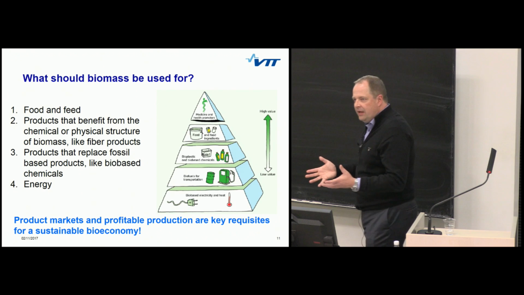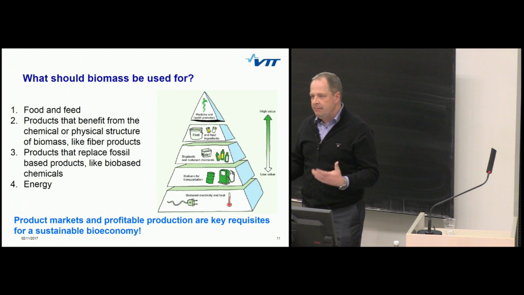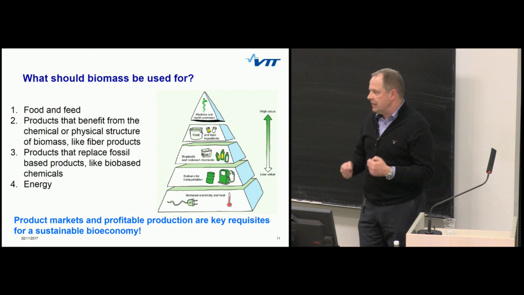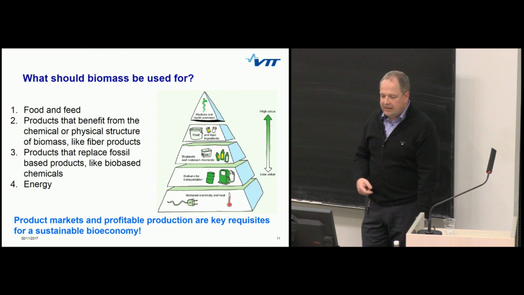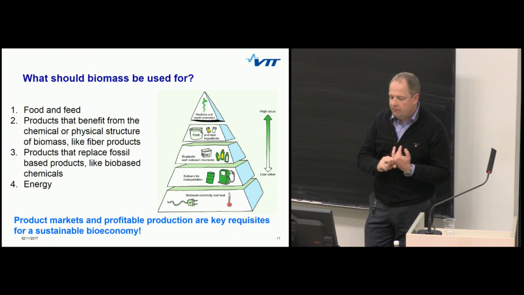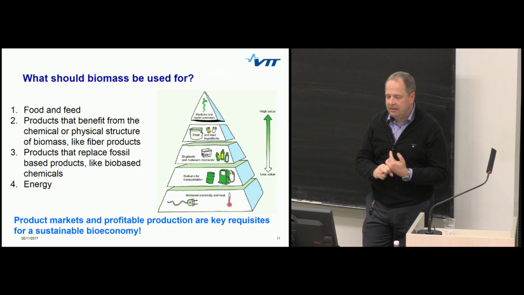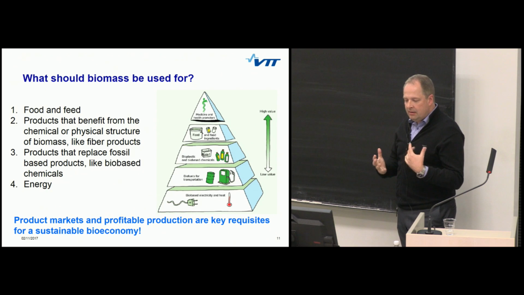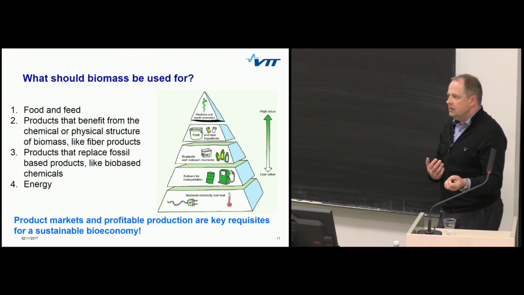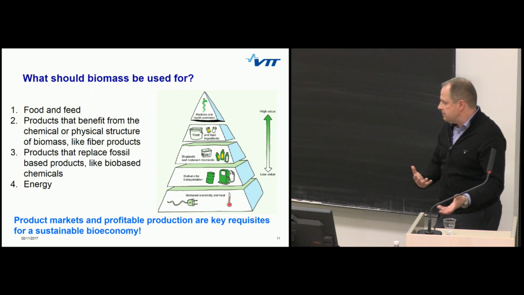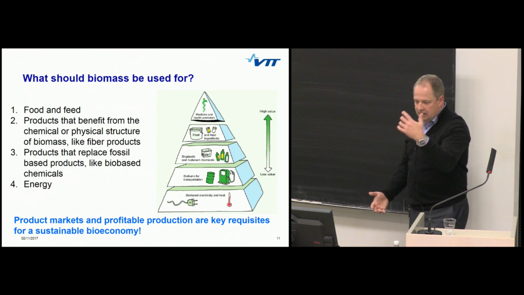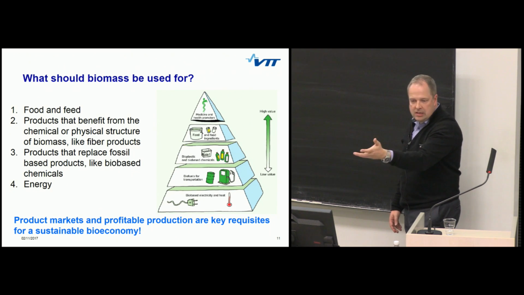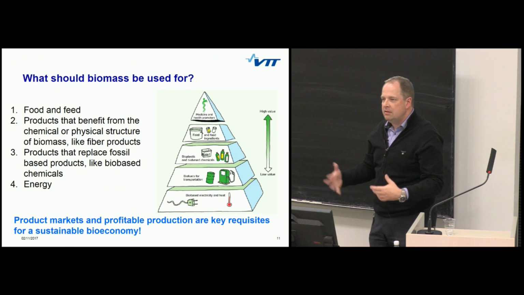And then we start to think, if biomass is a limited resource, what should we use that limited resource for? And then you start looking at, well, food and feed is obviously the top of the list. But the second is really the products that somehow benefit from the structure of the biomass. It could be fiber, so composites, papers, packaging. It could be structures like tables, the buildings.